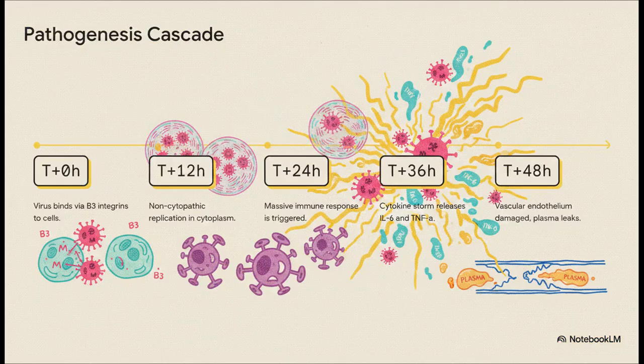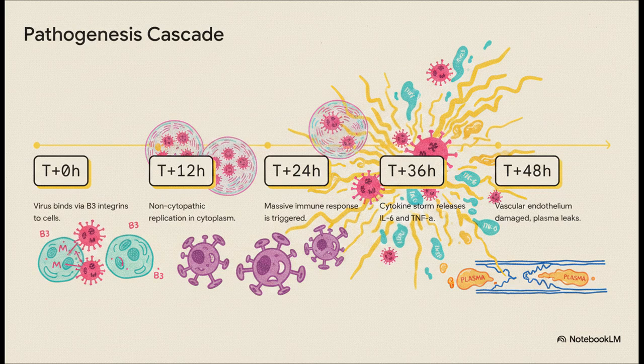So what actually happens inside the body? This pathogenesis cascade is where things go seriously wrong. The virus enters and uses those glycoprotein keys we talked about to bind to β3 integrins, boarding our endothelial cells. Those are the cells lining our blood vessels. It sets up shop and replicates in the cytoplasm. But here's the crazy part. It's non-cytopathic. It doesn't actually destroy the cells it infects.